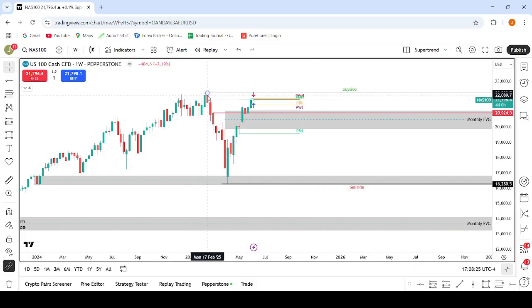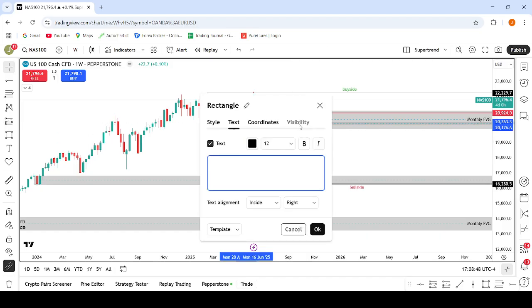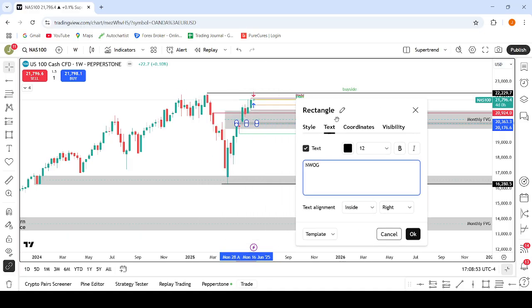Okay, so we retraced down, we took out all of these lows, and we've gone straight back up. As I say, we've still got this new week opening gap. I don't know if we want to highlight that still. I'm going to do a new week opening gap from, that was May 12th.